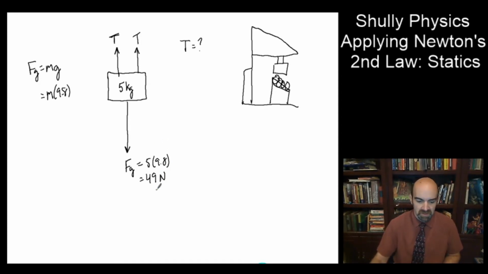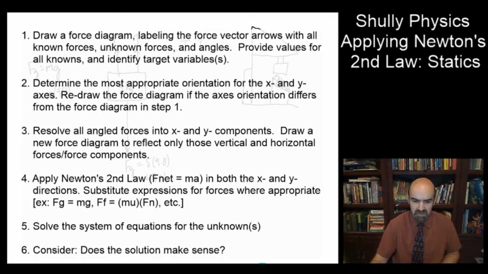All right, so let's go back to the problem-solving text. I think we're done with step one here. Number two, let's just consider, is this a good orientation? Is up and down good for the y direction? I think it is. We don't have anything on slopes and there's no angled forces, so let's keep it simple. It looks good to me. Number three, are there any forces at different angles to resolve? No, so we're going to come back to that step later also.